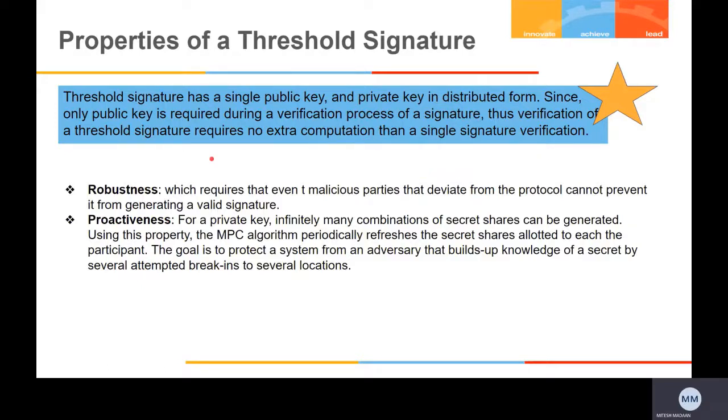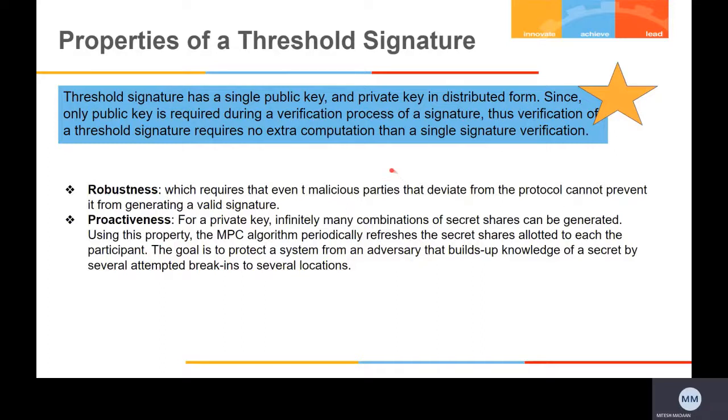And beyond that, there is robustness: even if t malicious parties deviate from the protocol process, they cannot prevent it from generating a valid signature. Proactiveness is another major property of the threshold signature, where the MPC algorithm runs and generates the shares of the private key. The MPC algorithm then periodically refreshes the secret shares allotted to each of the participants. So even if an adversary gets hold of the secret shares of a subset of the participants, by the time it successfully attacks the system, the secret shares of all the participants will be refreshed, and the attack will fail. This way, an added layer of security is provided.